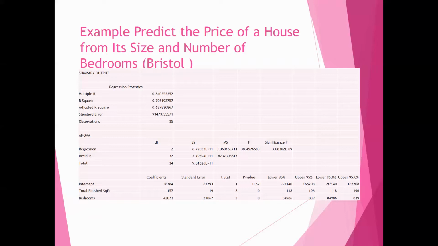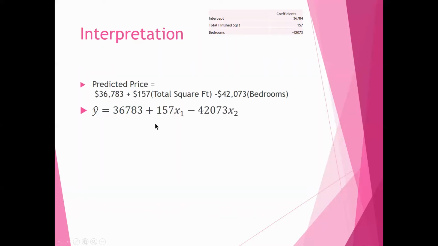So this is the multiple regression model predicting the price of a house in Bristol, Wisconsin from its size, how many square feet, and the number of bedrooms. And the output that Excel gives us has a lot of stuff, but the parts we need are just down here in the lower left-hand corner, and let's see how to turn this into a model. So there's that lower left-hand corner.